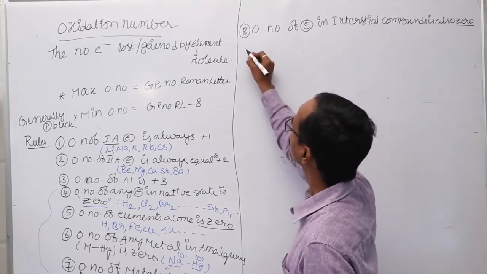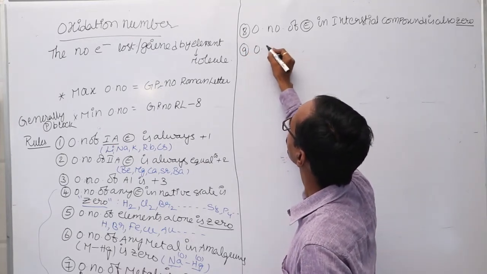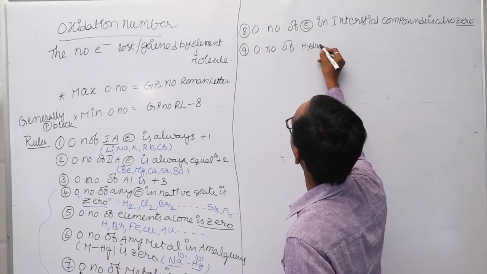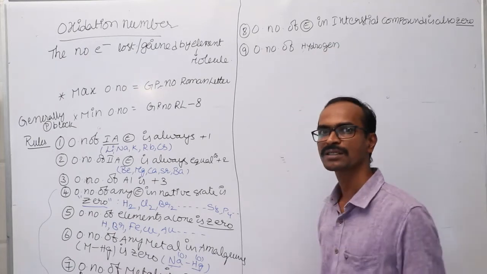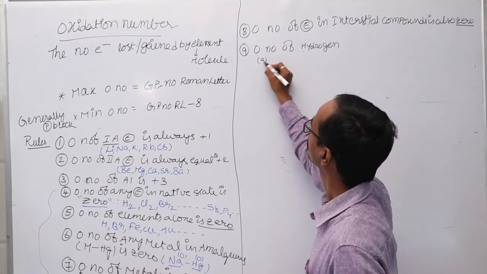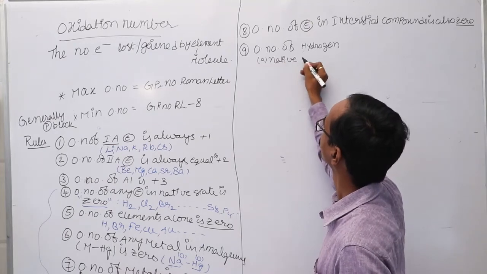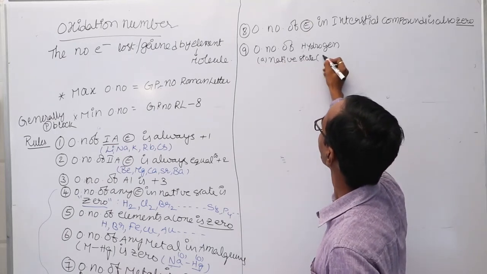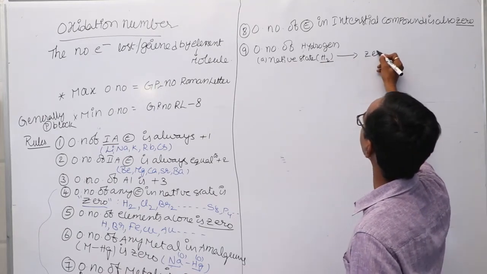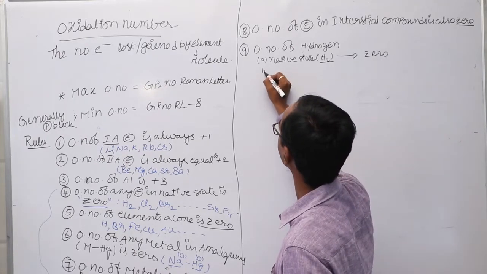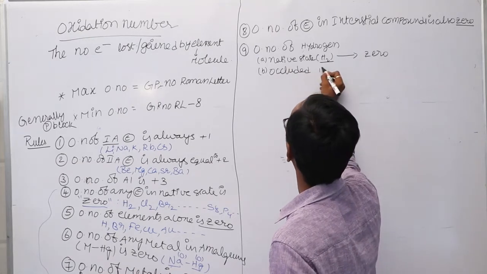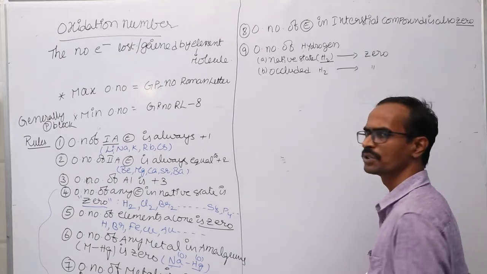Next point, let us discuss the oxidation number of hydrogen. What will be the oxidation number of hydrogen? Here, hydrogen exhibits different kinds of oxidation states. In native state, that means as H2, the hydrogen oxidation state is equal to 0. Next, occluded hydrogen oxidation state is also equal to 0.